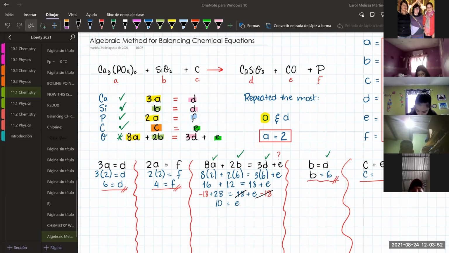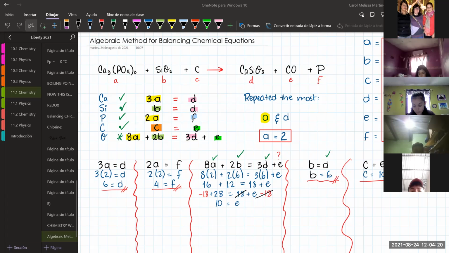This was what I forgot to correct, but I didn't correct the result. That is 10. C is going to be 10. Let's see. F is right. C also. Okay. C. Now I did everything good.